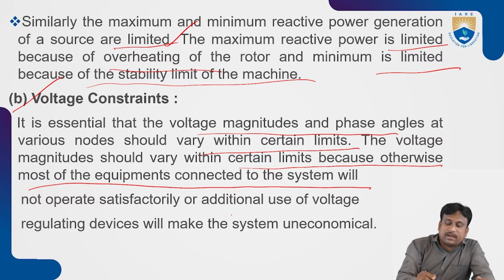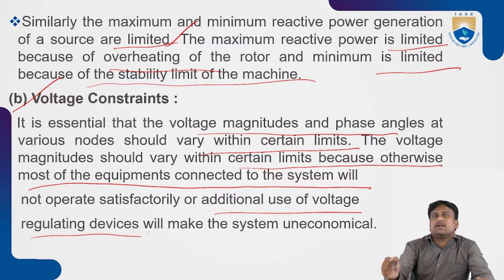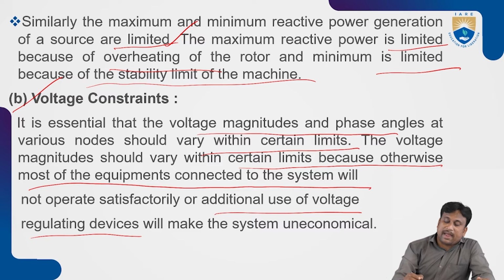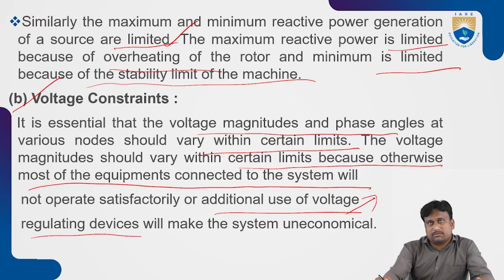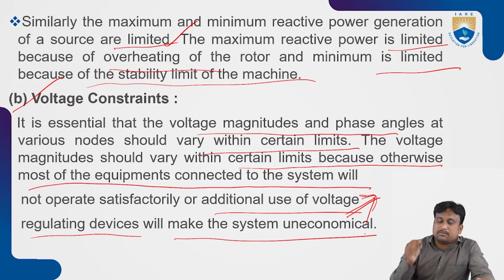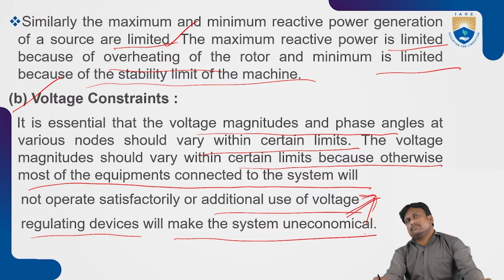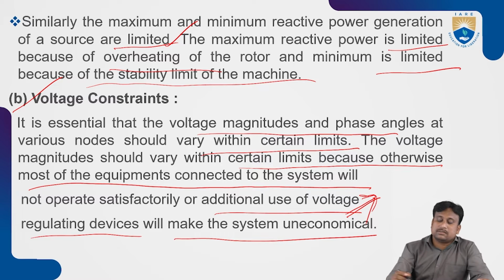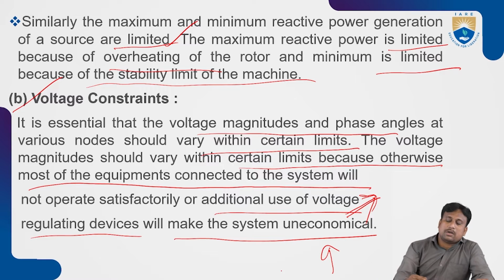Or we may go for additional use of voltage regulating devices. This will add additional cost to the power system network. When you go for additional regulators in the system, it will make the system uneconomical. That means the cost of expenditure will be more, because you are controlling the power, which means usage of regulators is more.